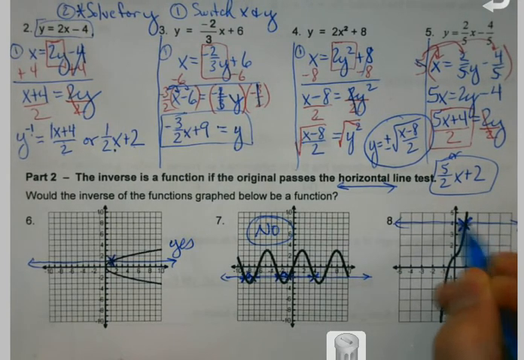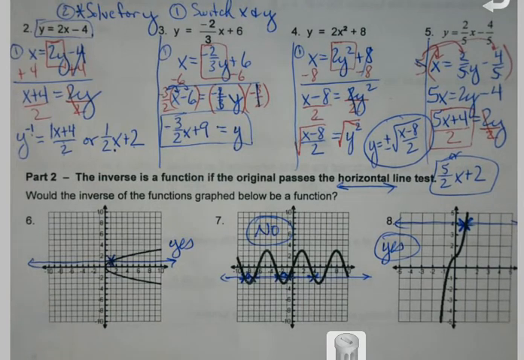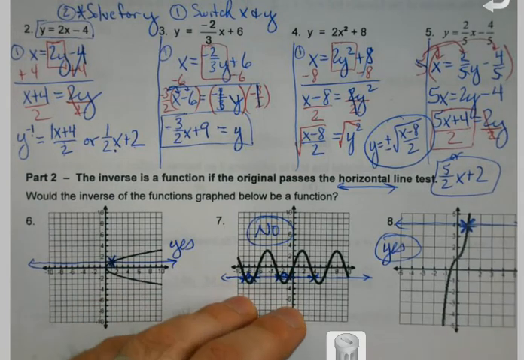If I only get one, it's a yes, and I keep going on. So anytime you see a graph and you're asked if its inverse would be a function, you run the horizontal line test, not the vertical, because those are two different things for two different purposes.